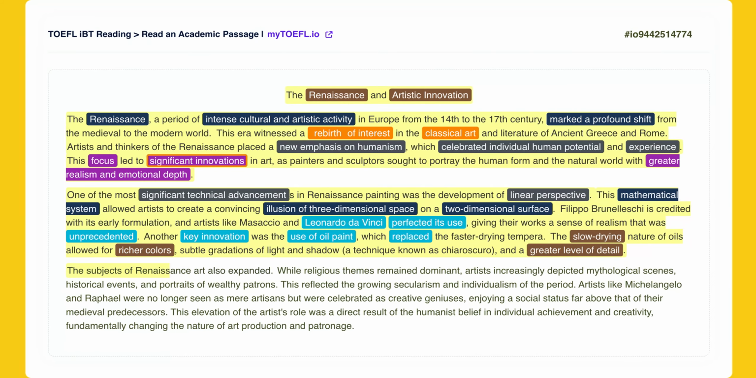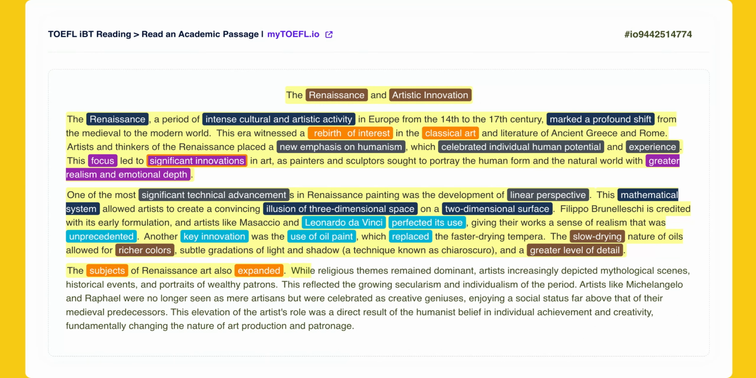The subjects of Renaissance art also expanded. Paragraph 3 shifts from techniques to content. The subjects of art expanded. This word, expanded, is a big transition signal. It means that artists weren't just painting the same old things anymore. They were looking for new topics.